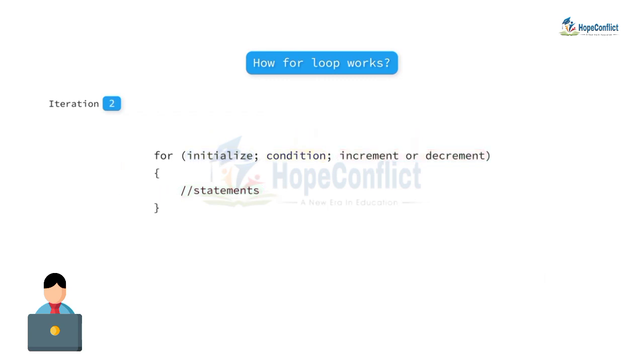Now for the second iteration, it will check the condition. If it is true, again it will execute the statements inside and increment or decrement after that. And the second iteration is also completed. Now for the next iteration, it checks the condition again and suppose it failed. Now the control comes out of the loop. So it repeats until the condition is failed.